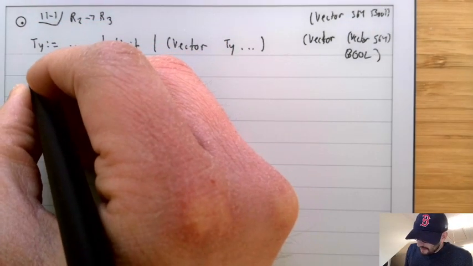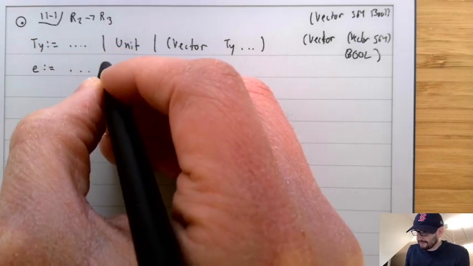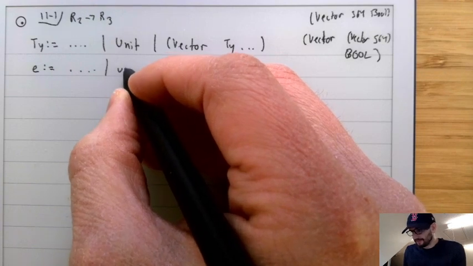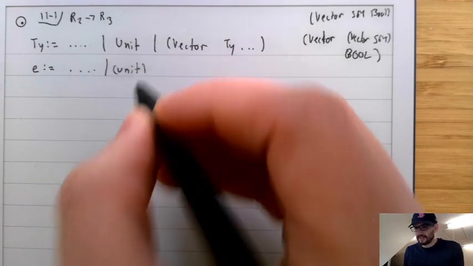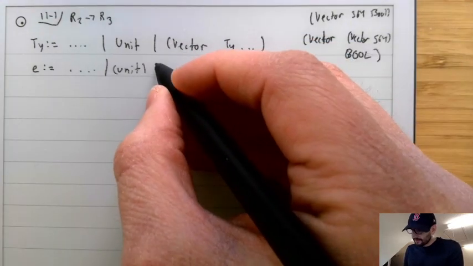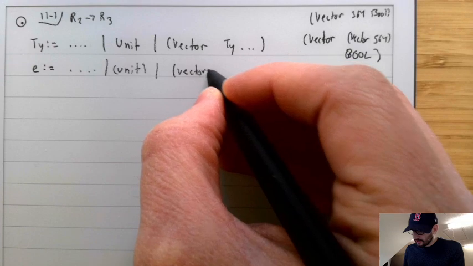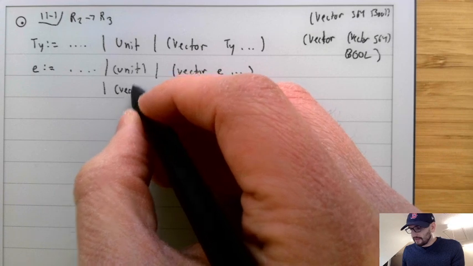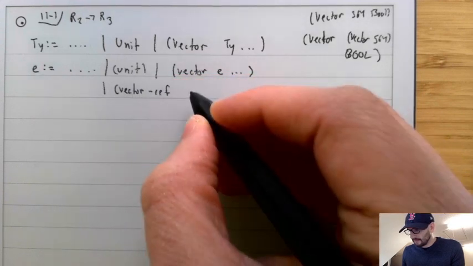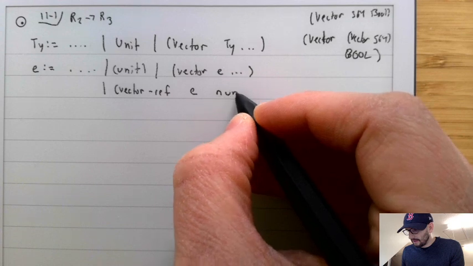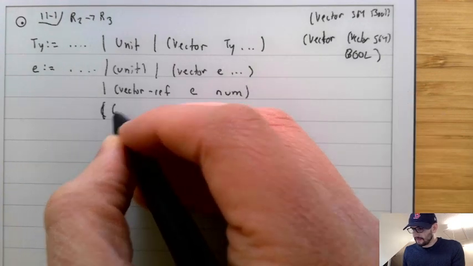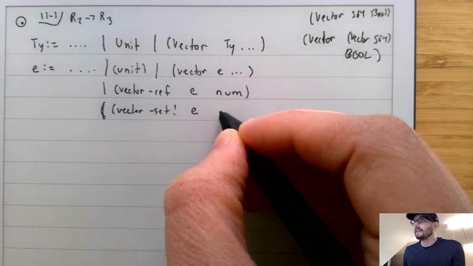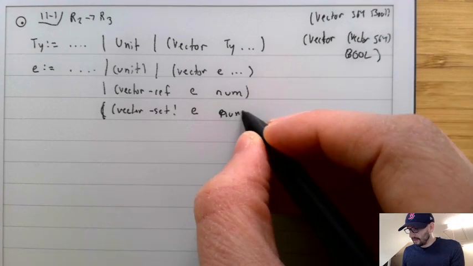Okay, now the expressions that we're going to add are the following. We're going to add the unit value, and let's just write it as if it were a function. There are also vector constructors. There is vector reference. And then there's vector set. Vector set of a number and an E.